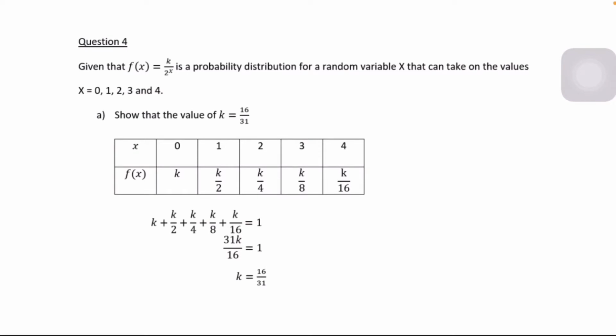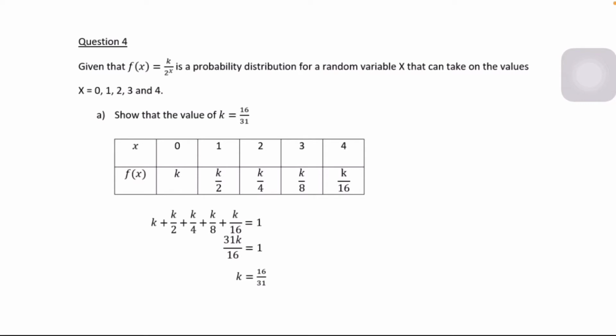Given that f(x) is equal to k over 2 to the power of x is a probability distribution for a random variable x that can take on the values x equal to 0, 1, 2, 3 and 4. For part A, show that the value of k is equal to 16 over 31.